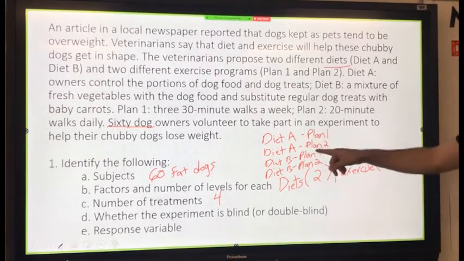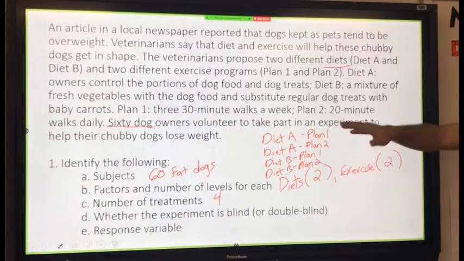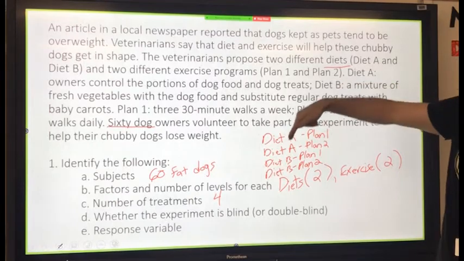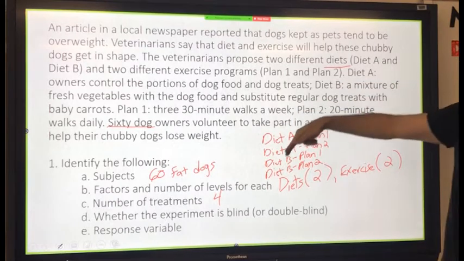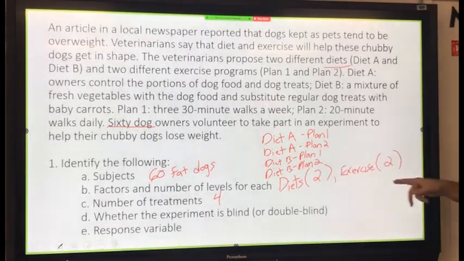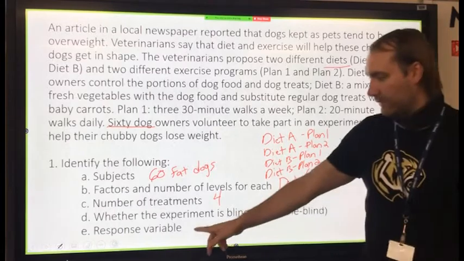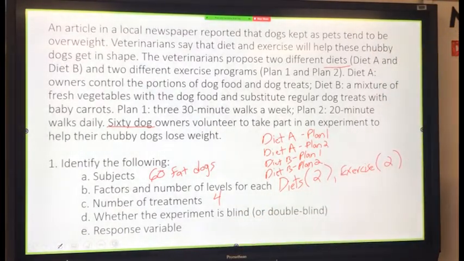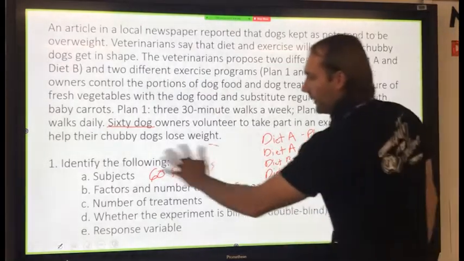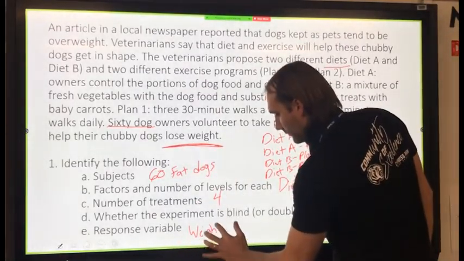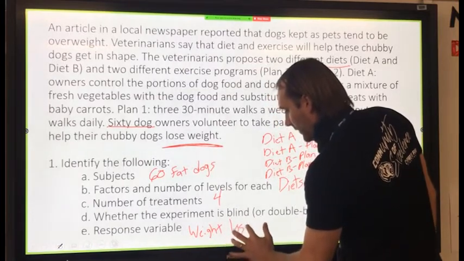How we're separating this out? So we're testing, was Diet A effective with Plan 1? Or maybe Diet A with Plan 2 was better? Or maybe Diet B with Plan 1 was better? Or maybe the best one of all was Diet B with Plan 2? Now, how do we determine the best one of all? What is my response variable? What am I looking at here? Very good, my response variable: weight loss.